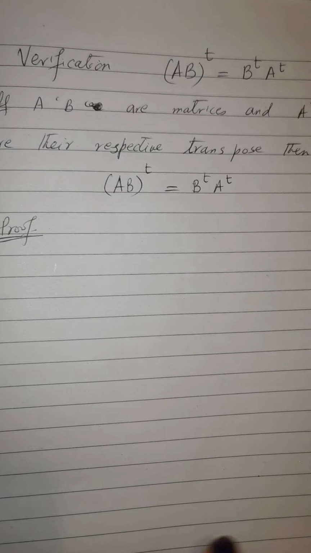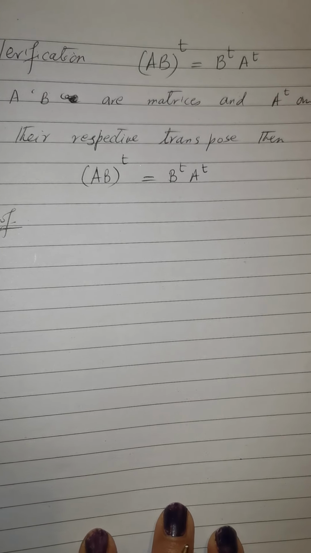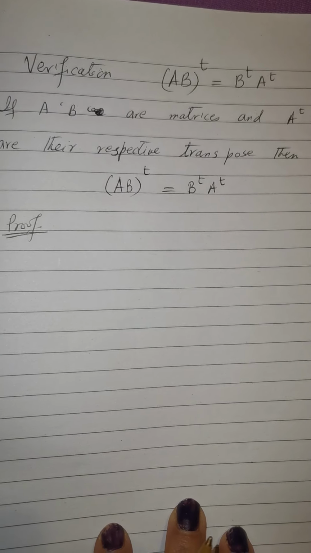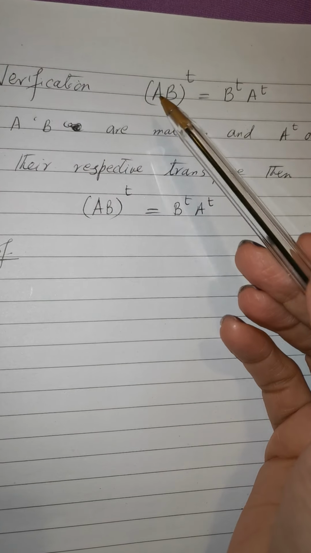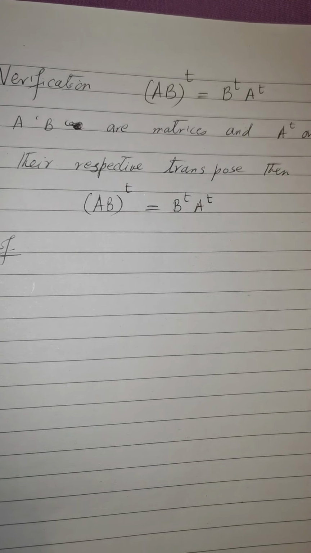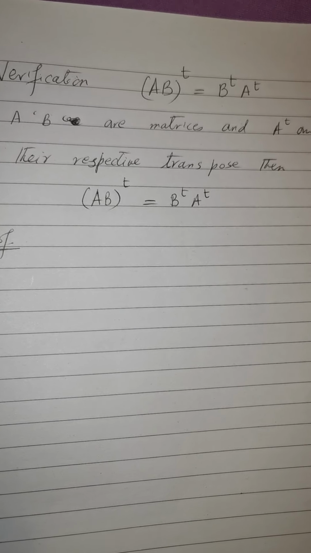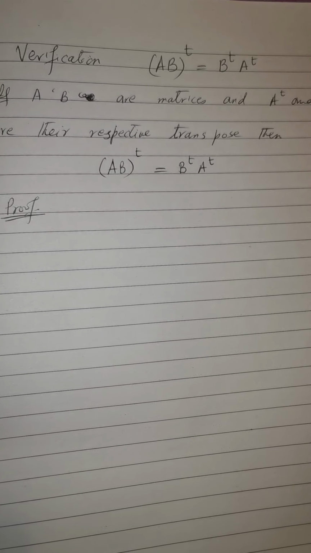आज हम वेरिफिकेशन करेंगे जिसमें हमारे पास ये क्वेश्चन आ सकता है, लाइक दैट (AB) whole transpose is equal to B transpose A transpose. This verification is very important.